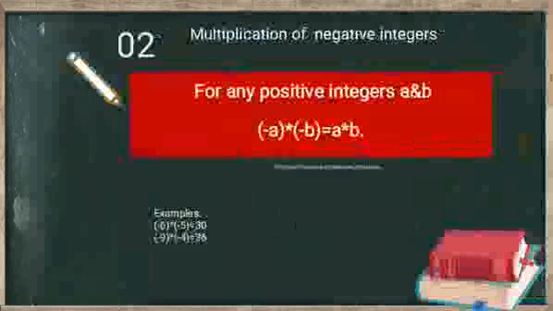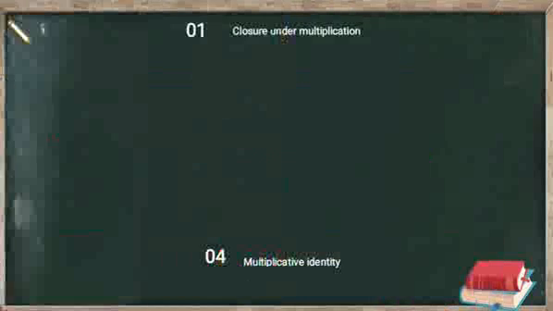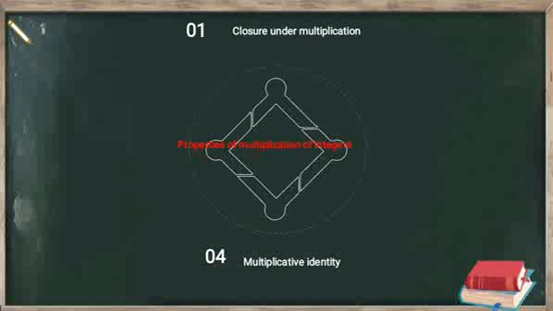Then second property is multiplication of negative integers. For any positive integers a and b, minus a into minus b is equal to a into b. Example: minus 6 into minus 5 is equal to 30. Second example is minus 9 into minus 4 is equal to 36. There are so many examples. Then we come to the properties of multiplication of integers.